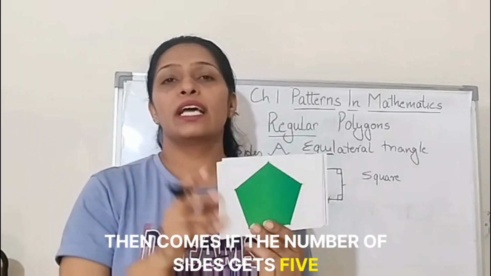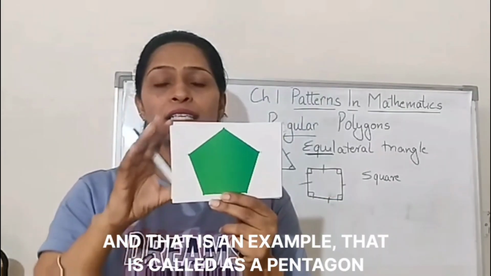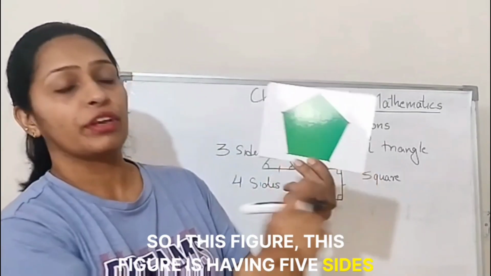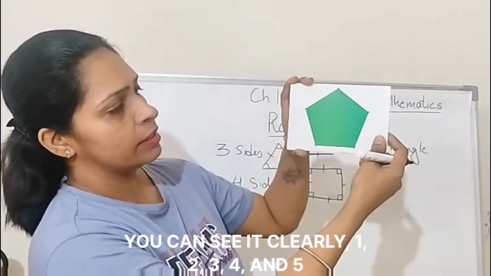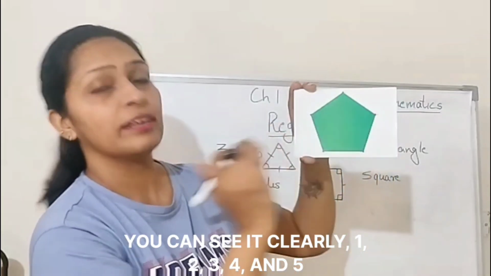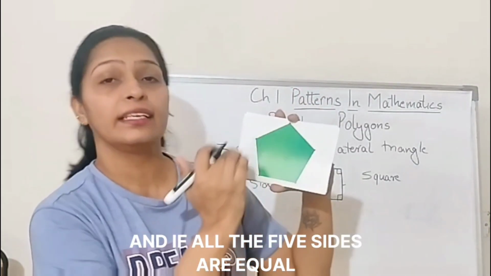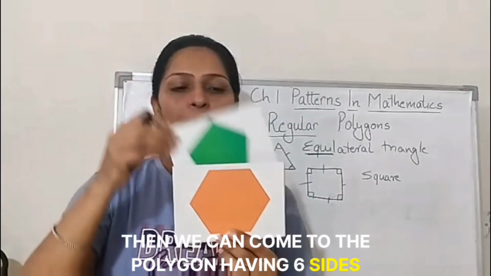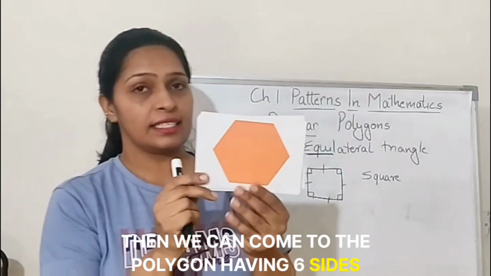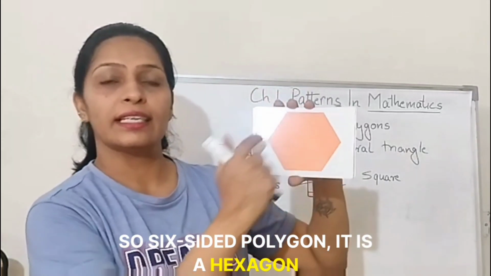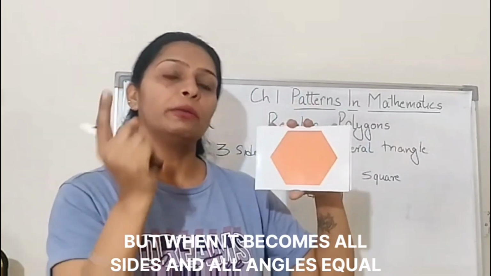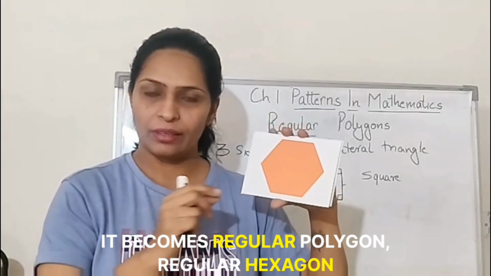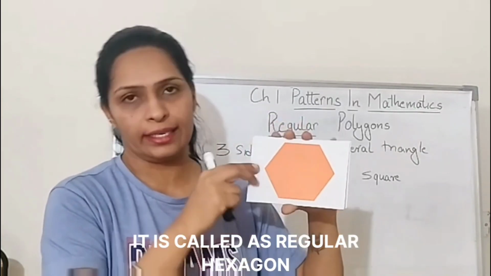Then comes, if the number of sides is 5, that is called a pentagon. Yes. So this figure is having 5 sides. You can see it clearly. 1, 2, 3, 4 and 5. So if all the 5 sides are equal, we call it a regular pentagon. Right? Then we can come to the polygon having 6 sides. So a 6-sided polygon is a hexagon. But when all sides and all angles become equal, it becomes a regular hexagon. It is called a regular hexagon.